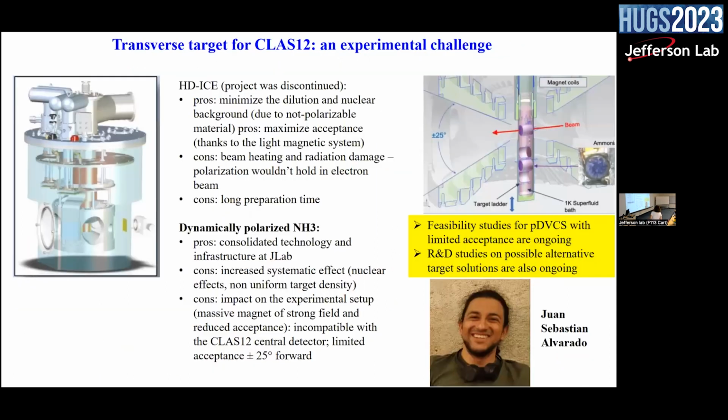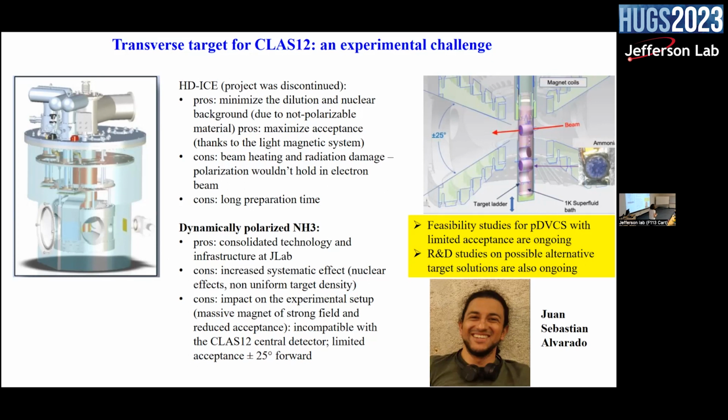So the situation is still challenging for CLAS12. And there is an experimental problem. Having a transverse polarized target means that you need a magnetic field that has to point in the direction of the polarization of the target that you want, okay?